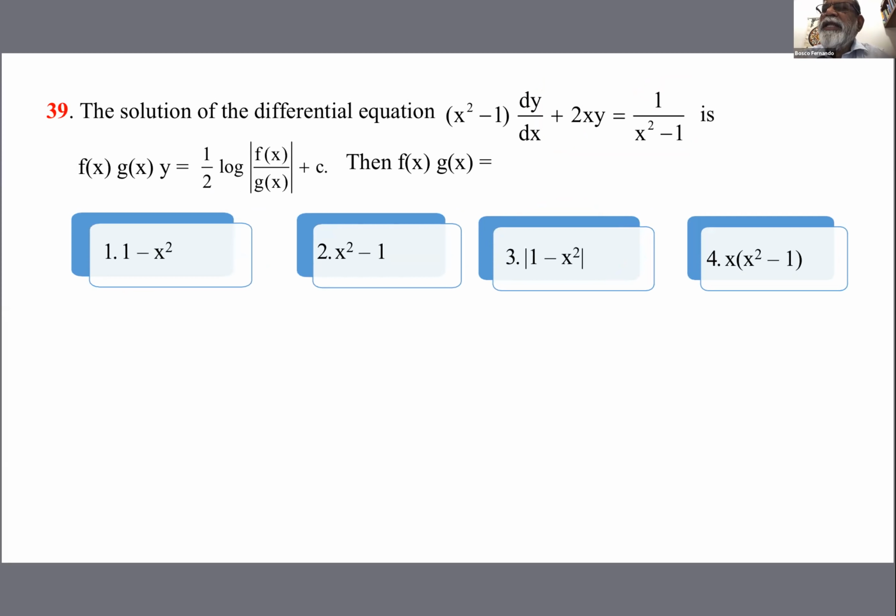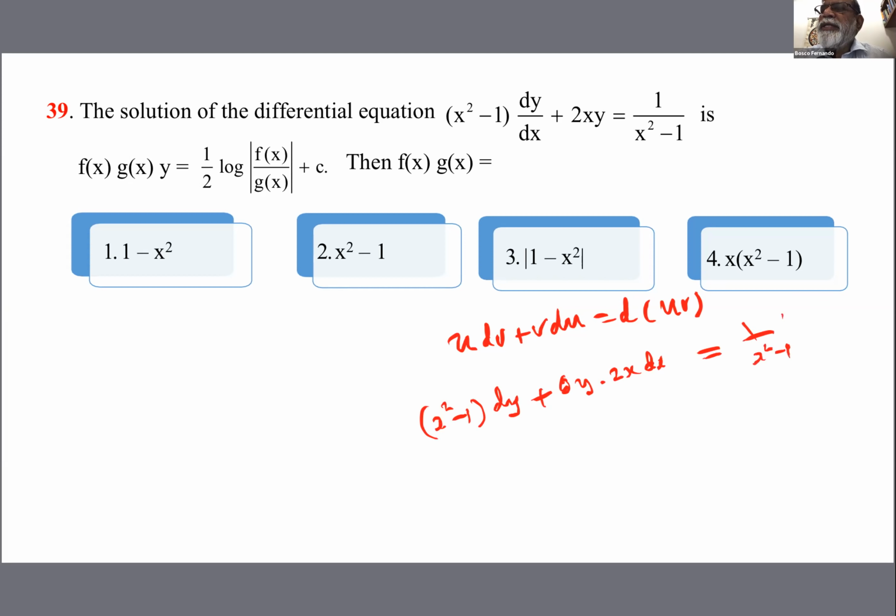This question is tailor-made to do adjustment. So you think of u dv plus v du, this is equal to d of uv. I use that and I'll show you how systematically it can be done. dy plus y into 2x dx equal to 1 by x squared minus 1 into dx.